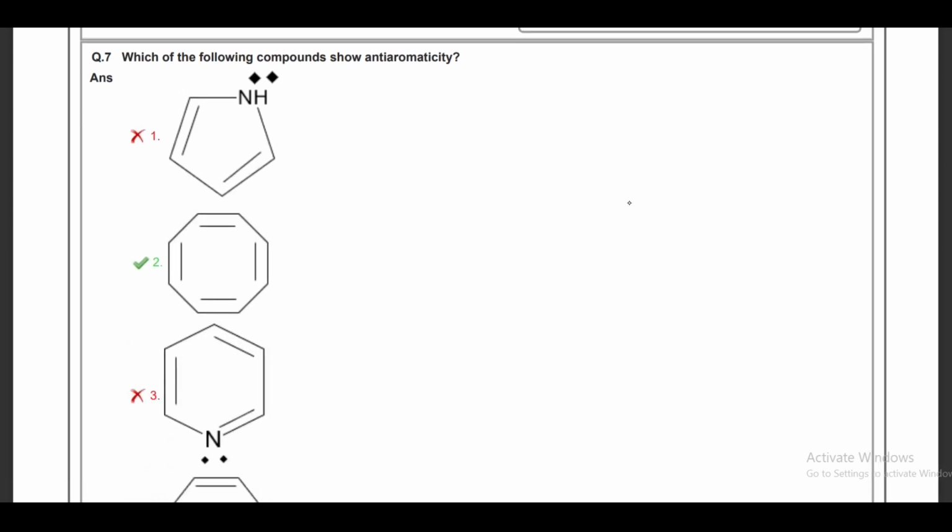In the next question, they are saying which of the following compounds show anti-aromaticity? So you can check, they are providing you this option as a correct answer. Okay, so you can see in the first case, this is aromatic.